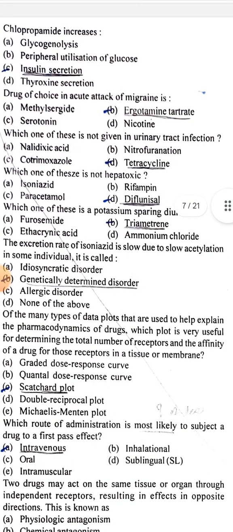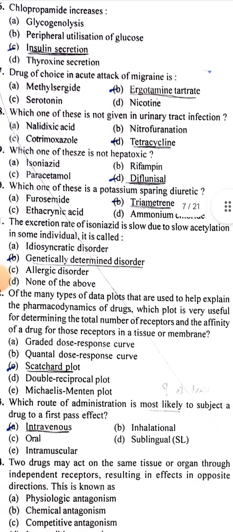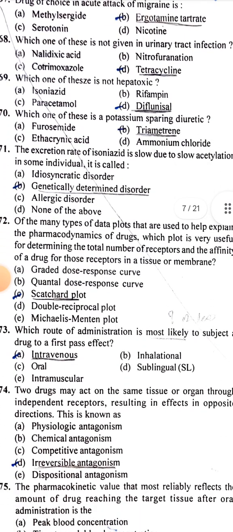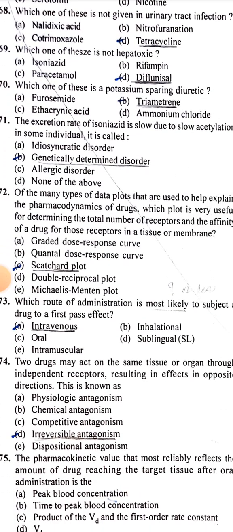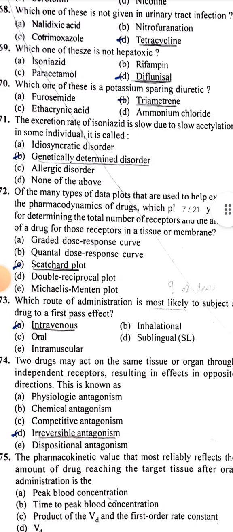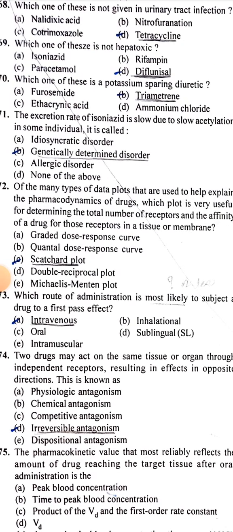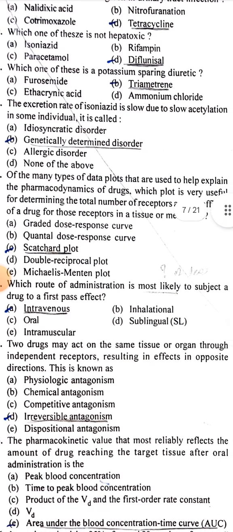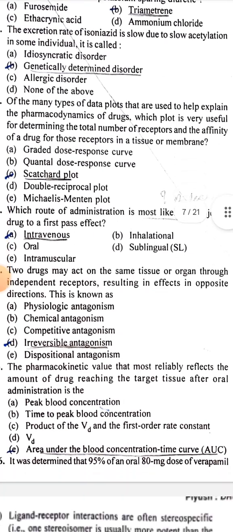Of the many types of data plots that are used to help explain the pharmacodynamics of drugs, which plot is very useful for determining the total number of receptors and the affinity of drug for those receptors in tissue or membrane? That is scatchard plot. Which route of administration is most likely to subject a drug to the first pass effect? Intravenous route. Two drugs may act on the same tissue or organ through independent receptors, resulting in effects in opposite direction. This is known as irreversible antagonism.